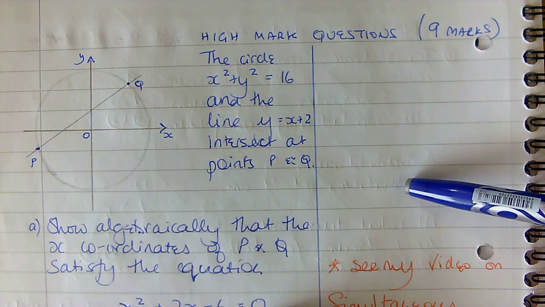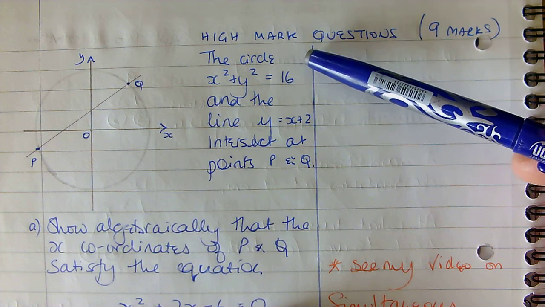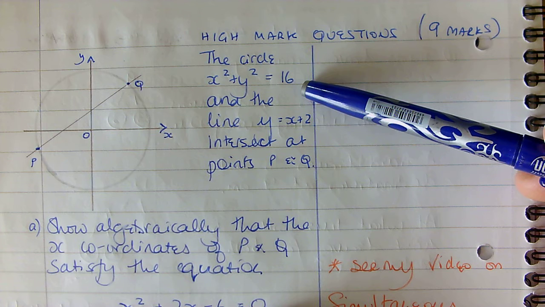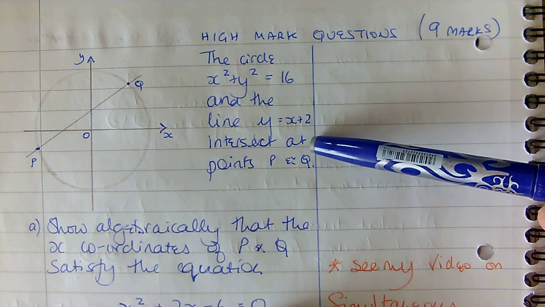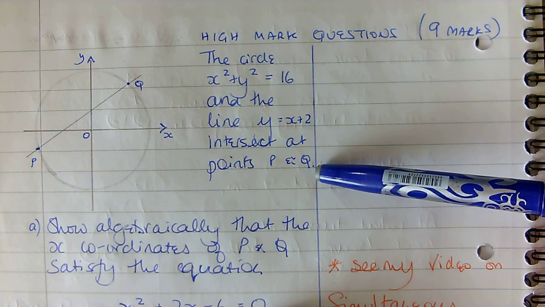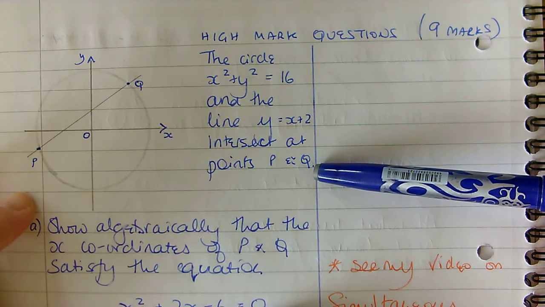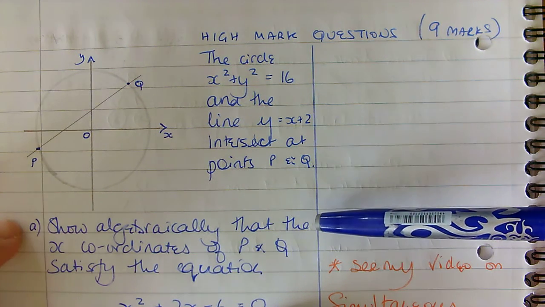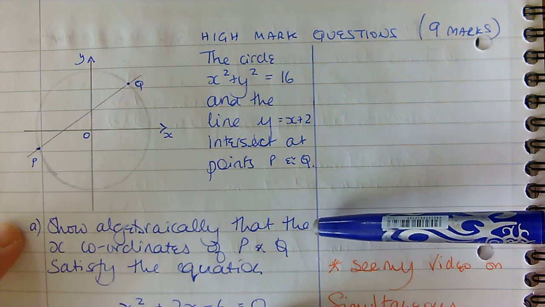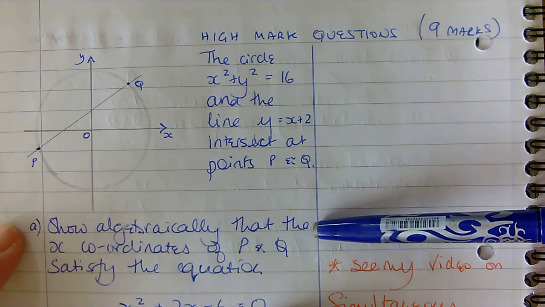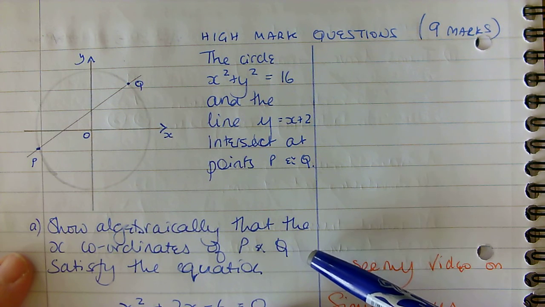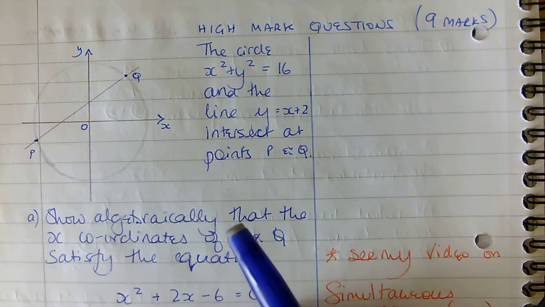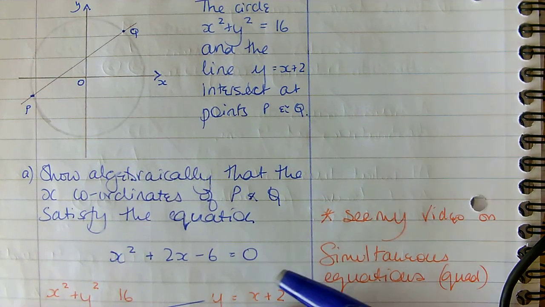Okay, so it says the circle x squared plus y squared is 16 and the line y is x plus 2 intersect at points P and Q. And it gives you a diagram here, and it asks us first of all, so this is a 3-part question. In the first part it asks us to show algebraically that the x coordinates of P and Q satisfy this equation here written in blue.